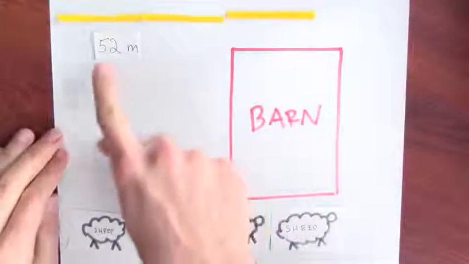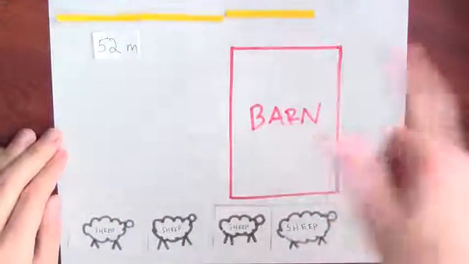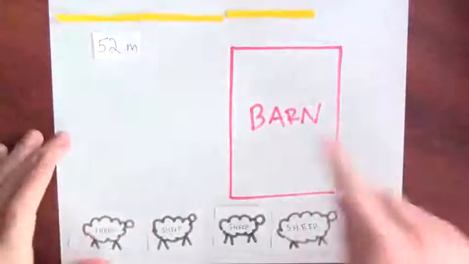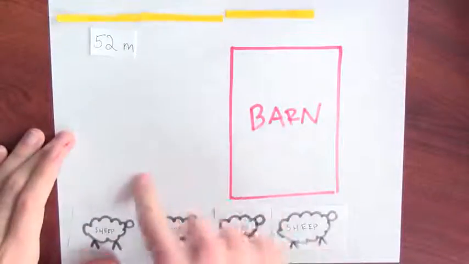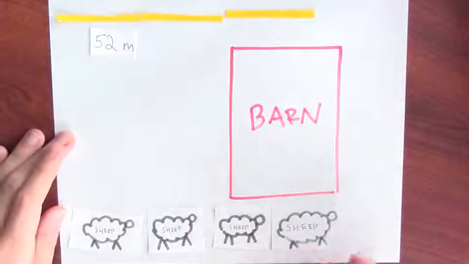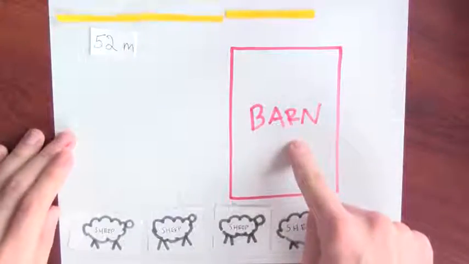Let's pretend that you're a shepherd and you want to build a fence for your sheep. Specifically, let's say that you've got 52 meters of fencing and you're committed to building a rectangular pen for your sheep next to your barn. So how big of a sheep pen can you build with that much fencing?